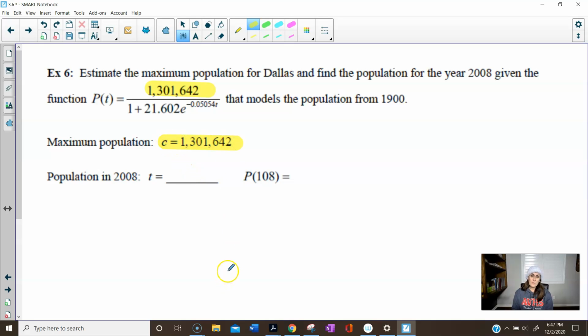Now it wants to know what the population is going to be in 2008. We're going from 1900 to 2008, so that's 108 years that went by. So we're going to take this complicated-looking function, and in place of time, we're going to put the 108.